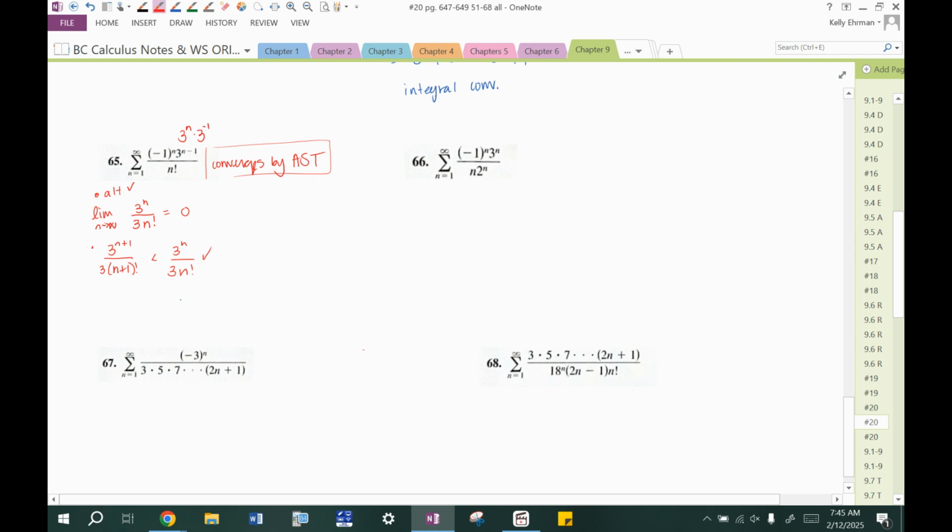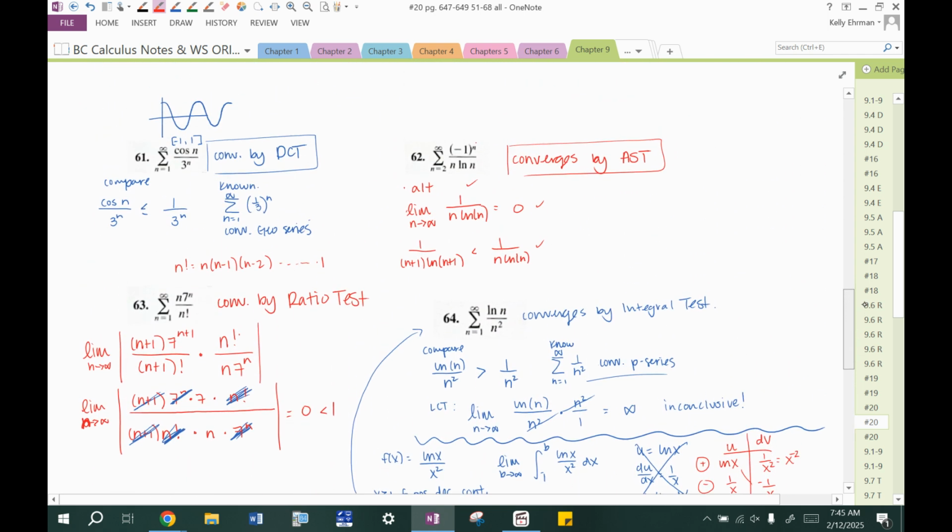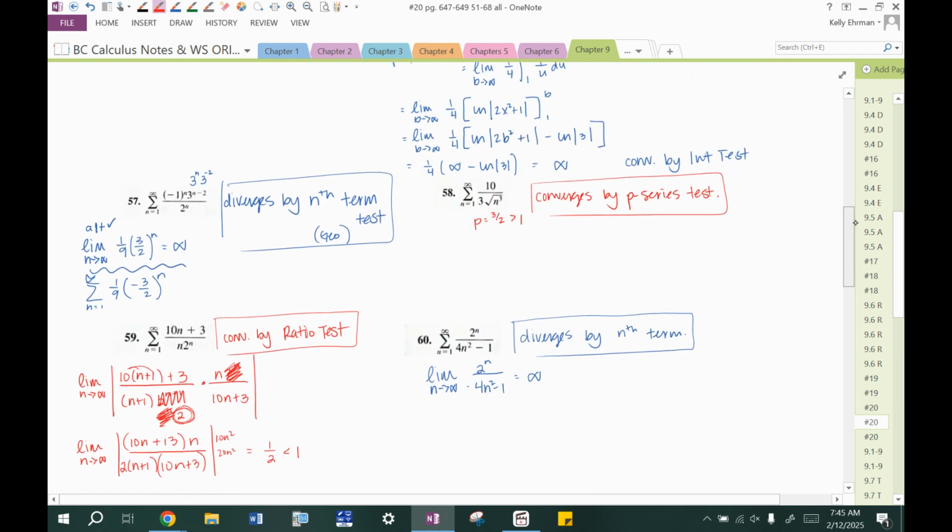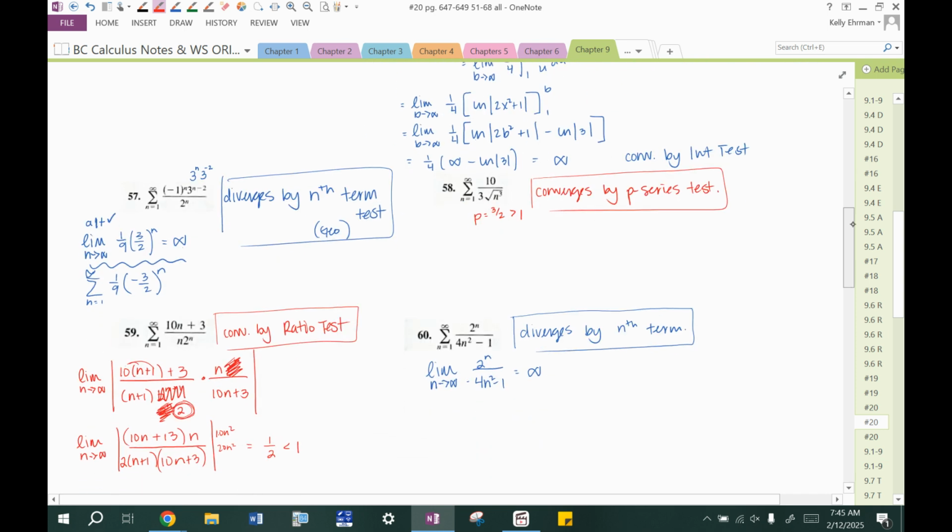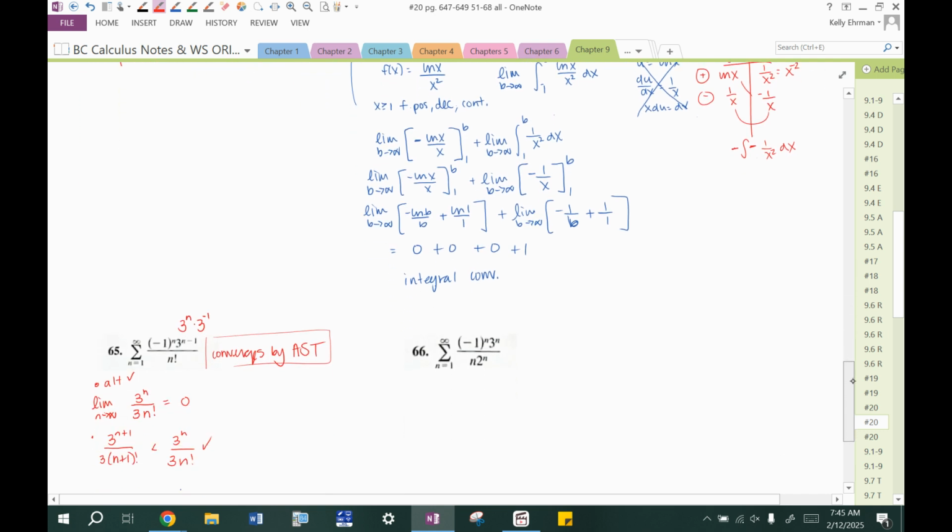All right, now what about this one? This one has alternating, and this is kind of similar. Didn't we see something very similar to this? Where did it go? Yeah, like right here, this 3 to the n over 2 to the n, number 57. So this is kind of like that.